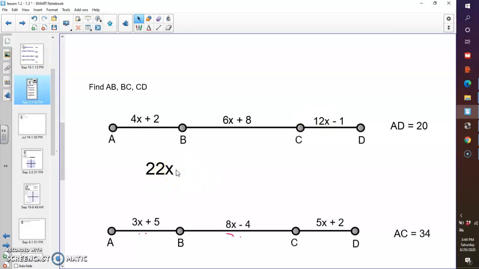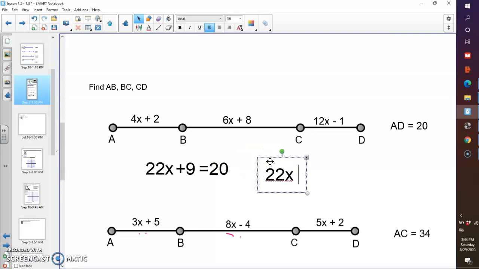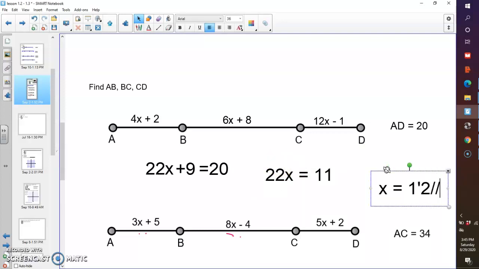Hopefully we can recall that from our Algebra 1 years. And that's got to equal 20. Put that in. So now when I subtract 9 from both sides, 22x equals 11. And when I divide 22 on both sides, x equals 1/2 when I reduce it.